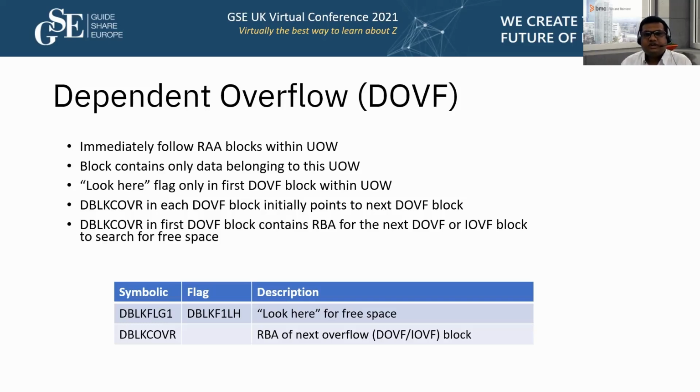Initially, when your database is empty, there is a pointer or an RBA in each DOVF block that points to the next DOVF block. But once segments start getting stored in the DOVF block, that DOVF block may point to the IOVF block if there is not sufficient space in the DOVF to store any further segments. Over a period of time, your DOVF overflow block may get full by storing segments. And if you have a very long twin chain, it may cause a performance penalty in terms of IO.